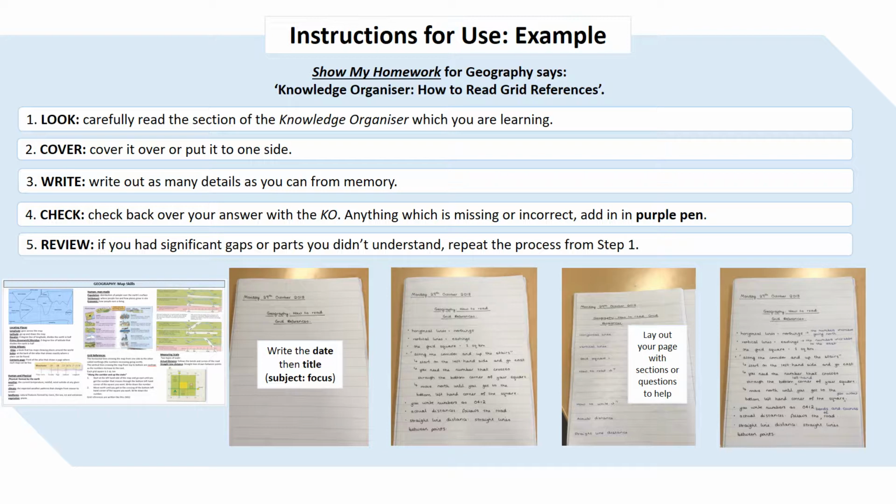It says number 1, look, carefully read the section of the knowledge organiser which you are learning. 2, cover it over or put it to one side. We like to use post-its for this. 3, write. Write out as many details as you can from memory. 4, check. Check back over your answer with the knowledge organiser. Anything which is missing or incorrect, add it in a purple pen. 5, review. If you had gaps or parts you didn't understand, repeat the process from step 1.